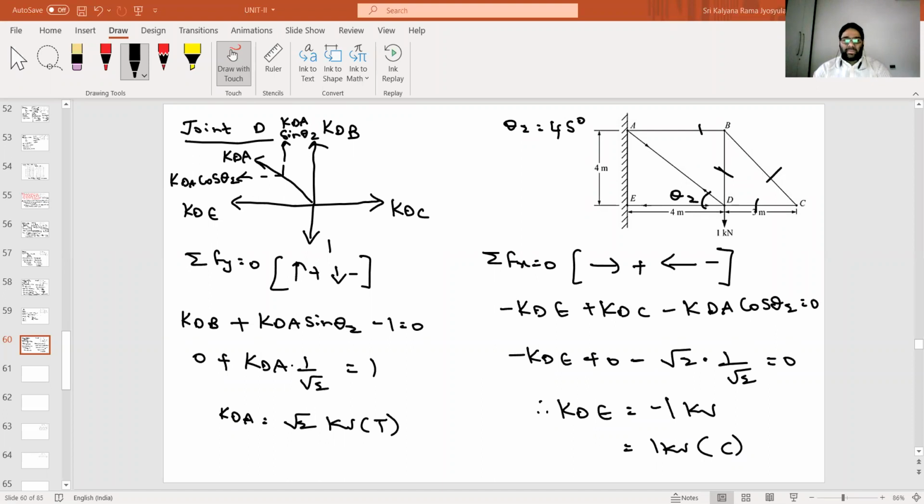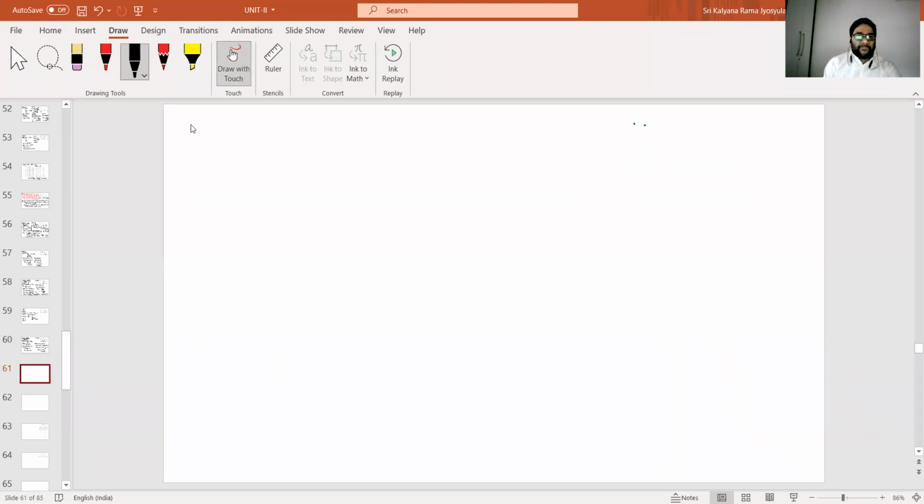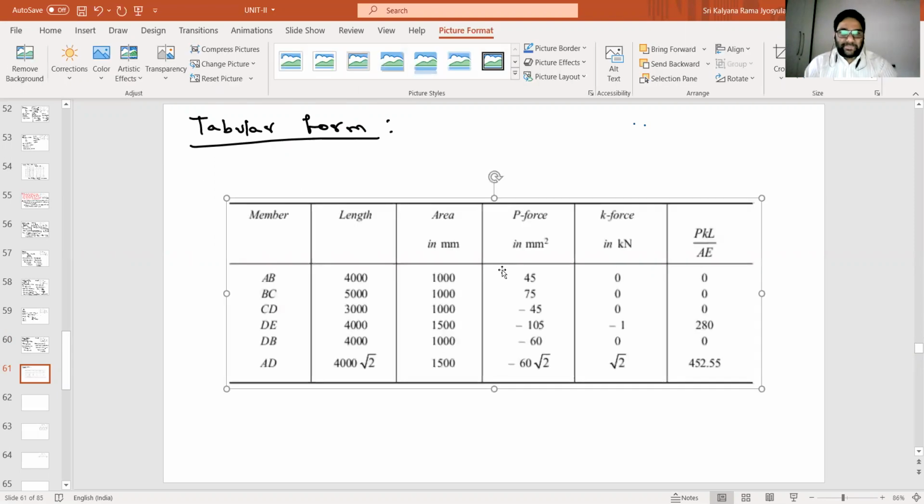We know the areas of the members and we got all K's. Now let us strike it off. So we got this and this also. And what are the areas? For AD and DE, the area is 1500 and for all other members, it is 1000 mm square. Now tabular form.